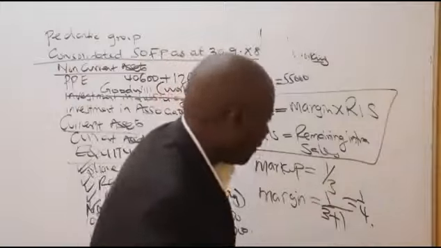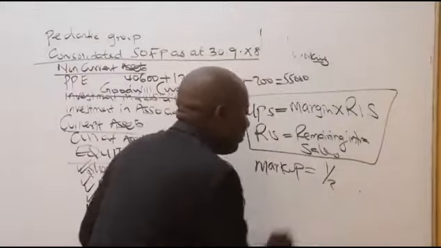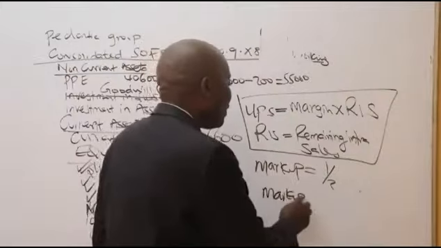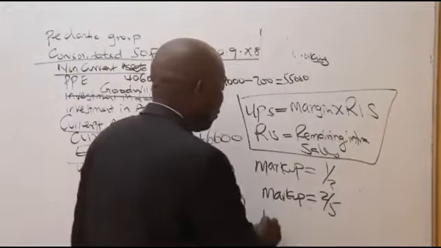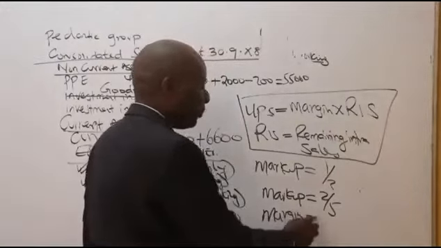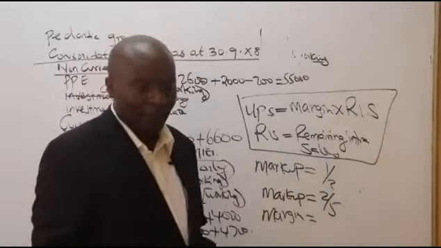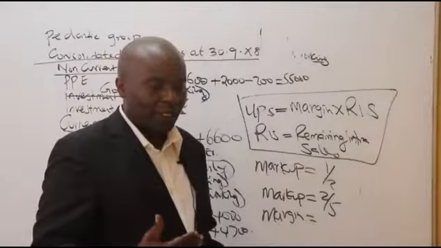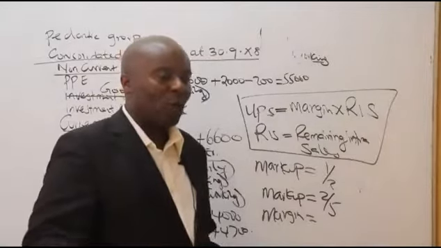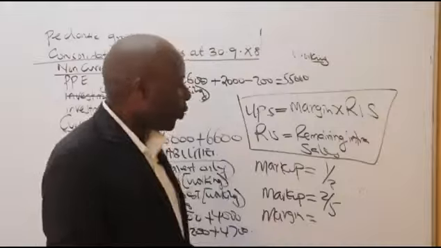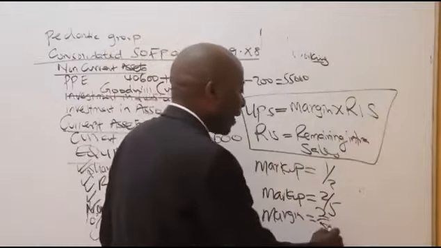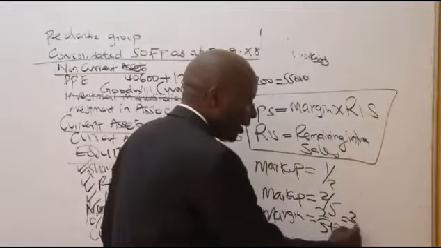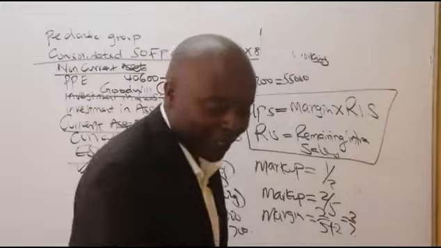Now, before I run away from this, what if the markup was 2 over 5? What will be the margin? The profit margin will be 2 over 7. Because there are students who believe that to get the margin, you always increase the denominator by 1. That is not a formula. We take 2 over 5, and then add the numerator to the denominator, which gives me 2 over 7.